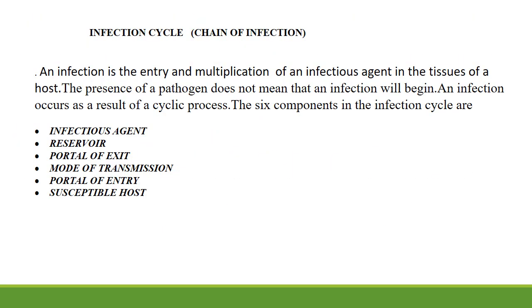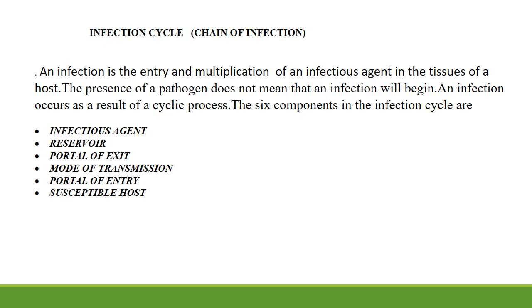Next short answer type question is chain of infection or infection cycle. This question carries 5 marks. We'll see how to write the answer. An infection is the entry and multiplication of an infectious agent in the tissues of a host. The presence of a pathogen does not mean that an infection will begin. An infection occurs as a result of a cyclic process.